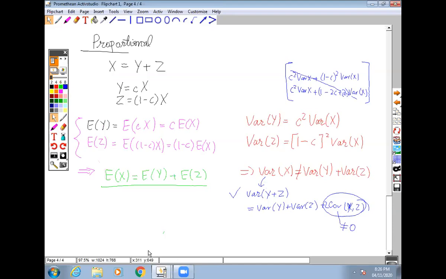I don't know why I'm unable to select this. Should be able to. No, it doesn't allow me to select. I don't know. Okay, let's leave it at that.